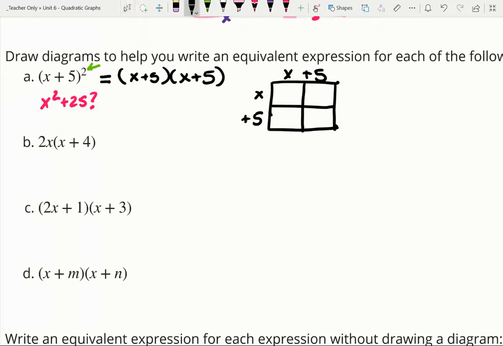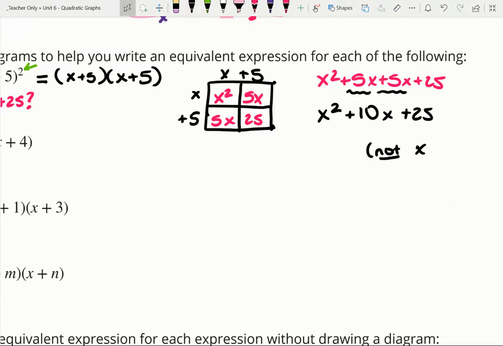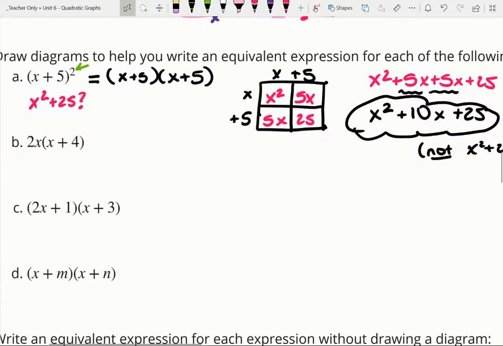Welcome back. So hopefully when you did this, you got x squared, 5x, and 25. When you add those up, x squared plus 5x plus 5x plus 25, you actually get x squared plus 10x plus 25 because of those 2 like terms in the middle. This is not x squared plus 25. That's not the same thing if we have that 10x in there. So, an interesting observation: the distributive property does not apply to exponents like it does to coefficients out in front. But let's check some of our other ones here.